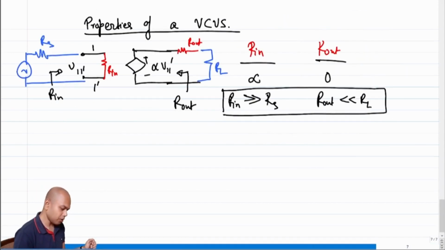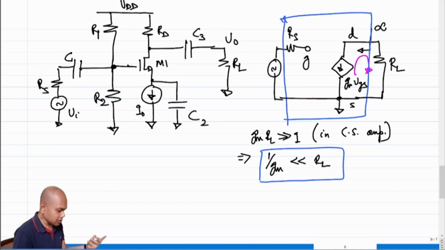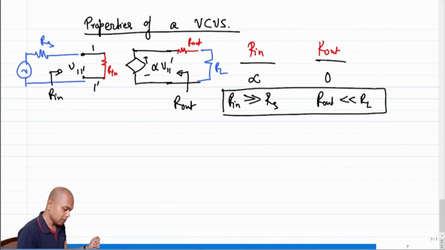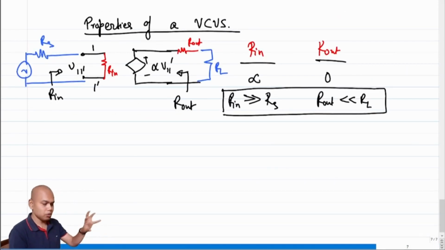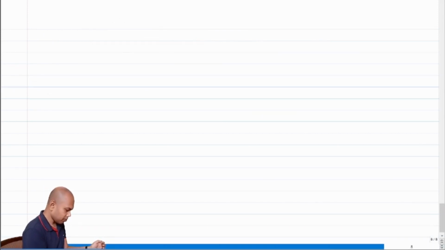But now what we are trying to see is that, given that 1 over Gm is much less than RL, and 1 over Gm is the resistance looking into the source of the transistor, is it possible to use the same circuit and turn it into a voltage controlled voltage source, right? So let me sketch the incremental equivalent of the same circuit again, and then we will discuss. What was the incremental equivalent of the circuit that we have been using till now?